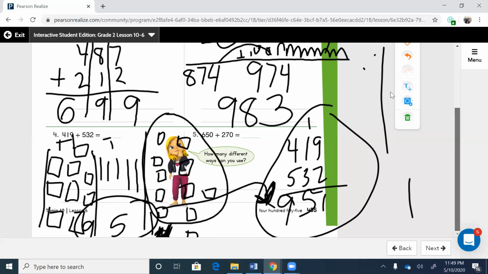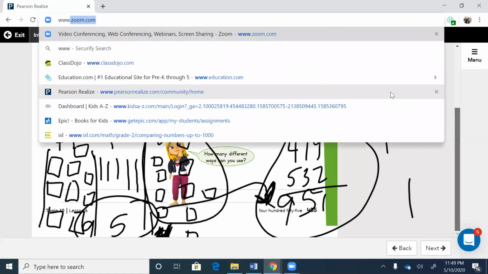Now I'm going to go ahead and take you over to the portfolio just to show you where the assignment's located.